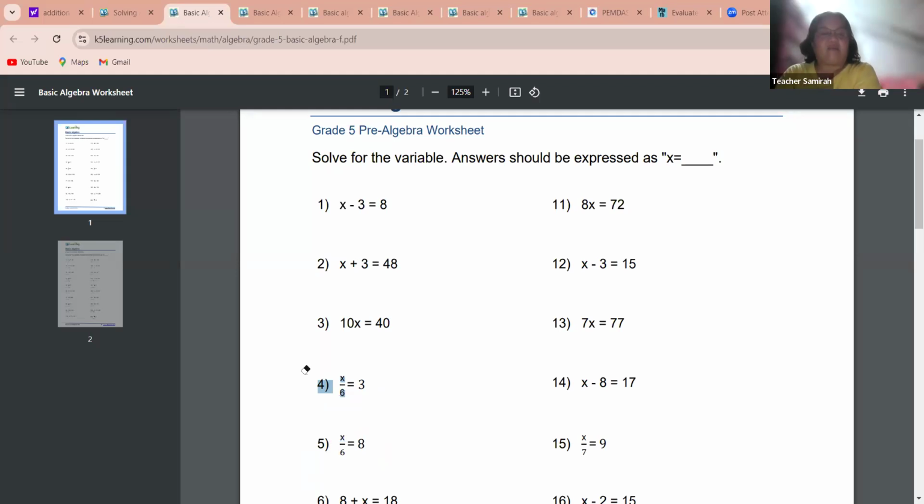How about number 11? What are we going to do to get the value of x? Number 11 is almost the same with number 3. So it's very easy. Okay, Tristan. Is the answer 9? The answer is 9. What did you do to get 9?